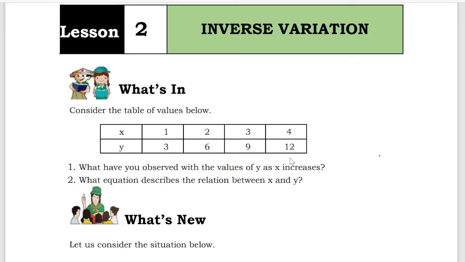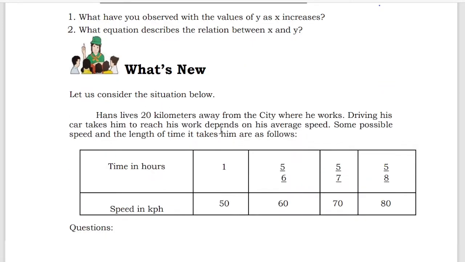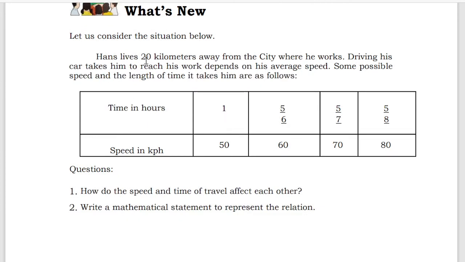Next, what's new? Let us consider the situation below. Hans lives 20 kilometers away from the city where he works. The time it takes him to reach his work by driving his car depends on his average speed. Some possible speeds and the length of time it takes him are as follows. We have the table here. These are the time in hours and the speed in kilometers per hour. In 1 hour, the speed is 50 kilometers per hour.